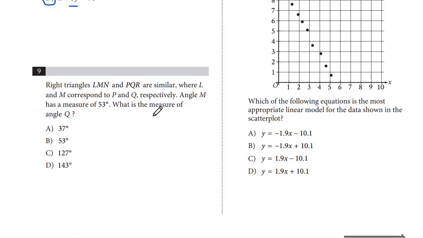Number 9. Right triangles LMN and PQR are similar. Similar means where L and M correspond to P and Q. So L's angle is the same as P's angle, and M's angle is the same as Q's angle. So if angle M has a measure of 53, that means Q has a measure of 53.